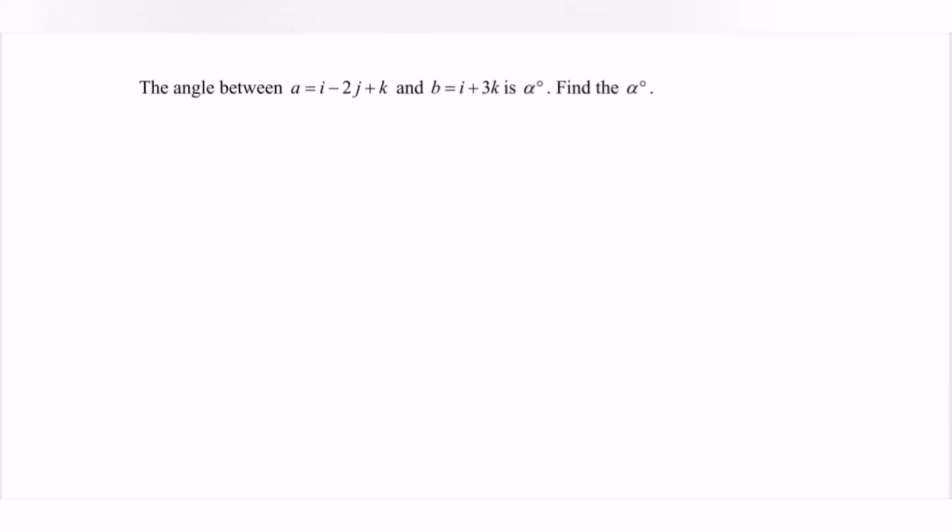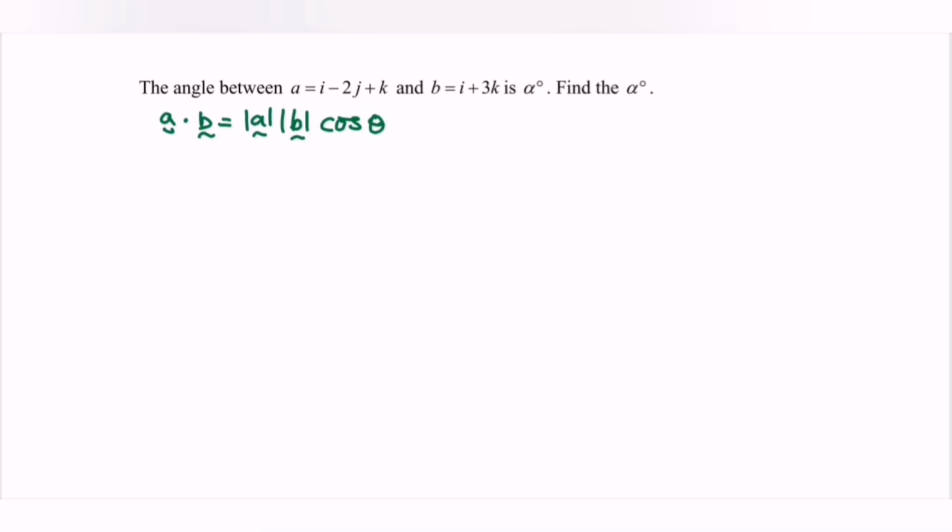Next, we are going to discuss another example for vectors. So here we have the question. The angle between the vector A, where we have I minus 2J plus K, and the vector B, where we have I plus 3K, is alpha degrees. Find the alpha degree. So my suggestion would be using the scalar product.